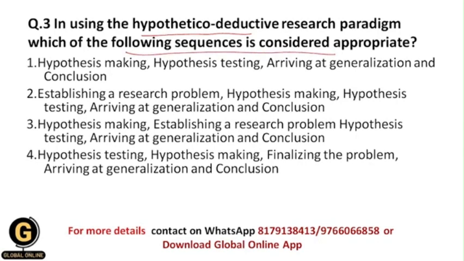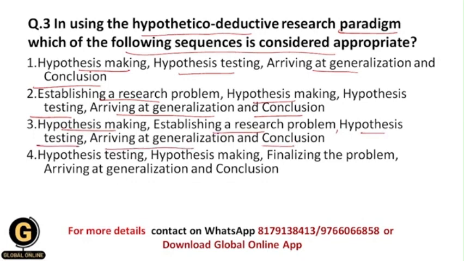So whenever you are using the hypothetico-deductive research approach, you need to go through simple steps. Those are the research steps. So what are the sequences of these research steps? First is hypothesis making, hypothesis testing, arriving at generalization and conclusion. Second, establishing a research problem, hypothesis making, hypothesis testing, arriving at generalization and conclusion. Third, hypothesis making, establishing a research problem, then hypothesis testing, then arriving at generalization and conclusion.